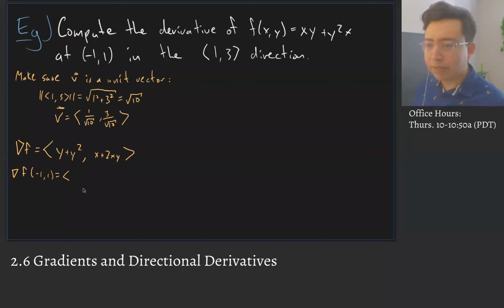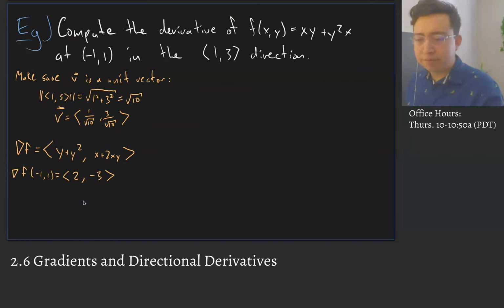So -1 is x and 1 is y. So we get 1 plus 1 squared. So we get 2. And we get -1 plus 2 times -1 times 1. So -1 minus 2, which is going to be -3. Okay. And last but not least, we take the dot product of these two numbers. So we're going to take 2.